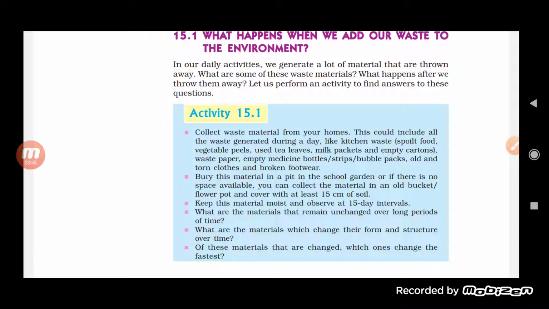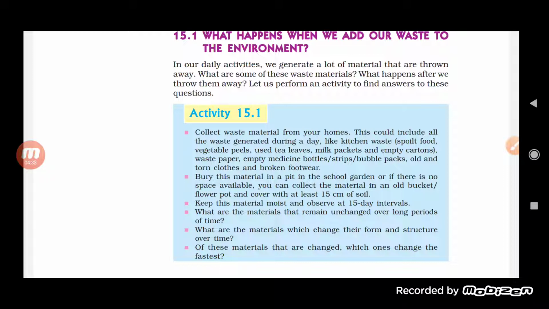Now bury all these materials in a pit in a school garden, or if there is no space available, we can collect the material in an old bucket or flower pot, and cover it with at least 15 centimeters of soil. So now we have taken all these materials, spoiled food, vegetable peels, tea leaves, milk packets, and cartons, the clothes, the waste paper, medicines, and the footwear, and we have buried all of them, covered with 15 centimeters of soil.